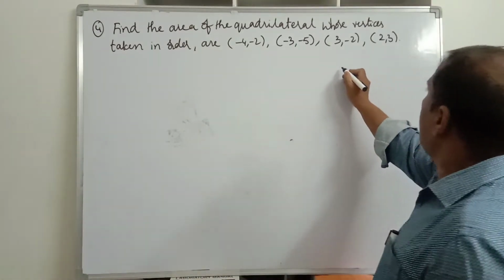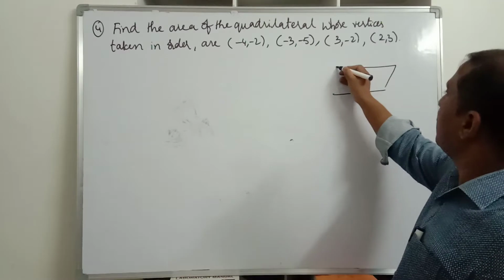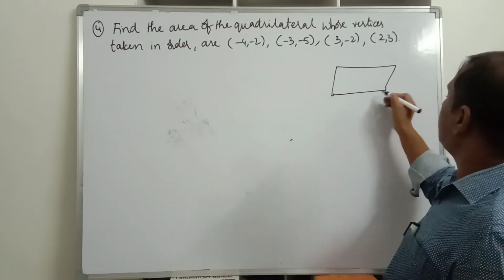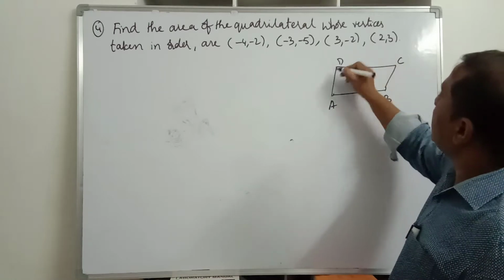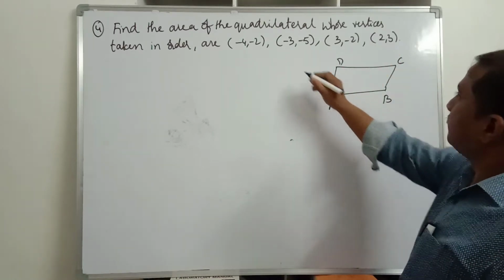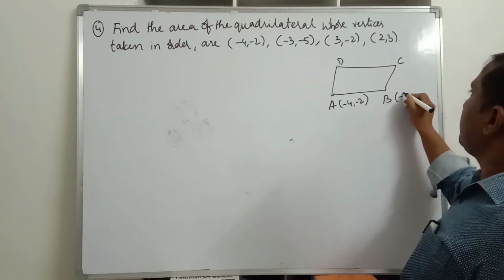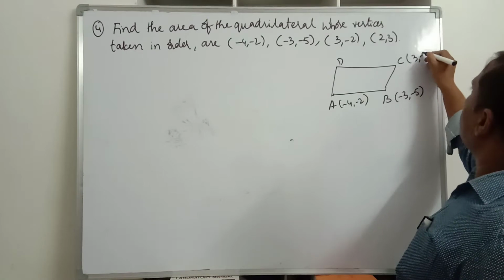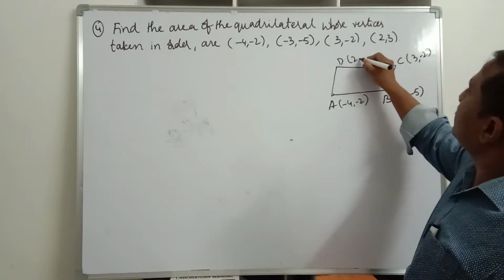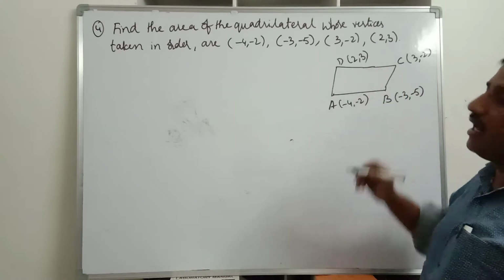Let us draw a rough diagram of a quadrilateral ABCD and take the vertices as A, B, C and D. Let A be the first point (-4, -2), B is (-3, -5), C is (3, -2) and D is (2, 3). Now we have to find the area of this quadrilateral.